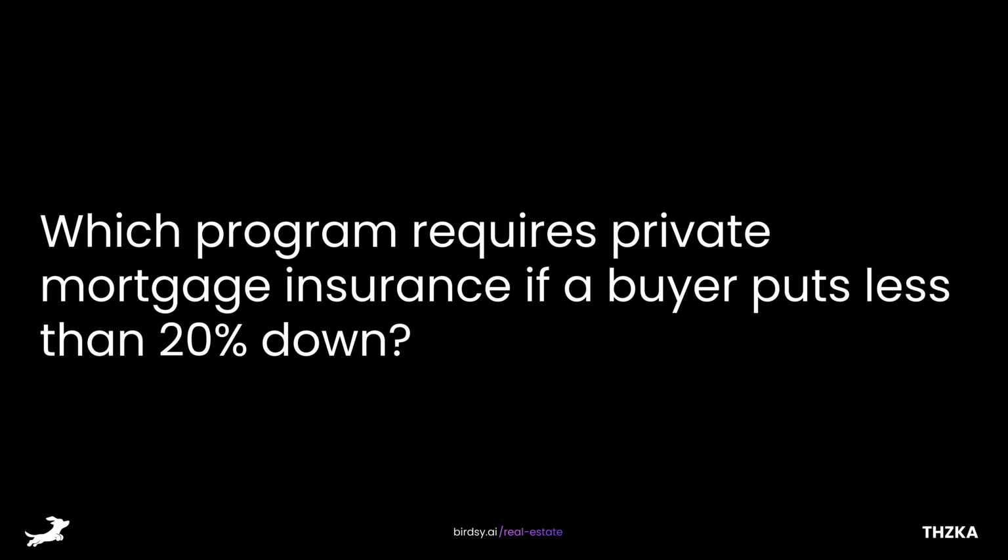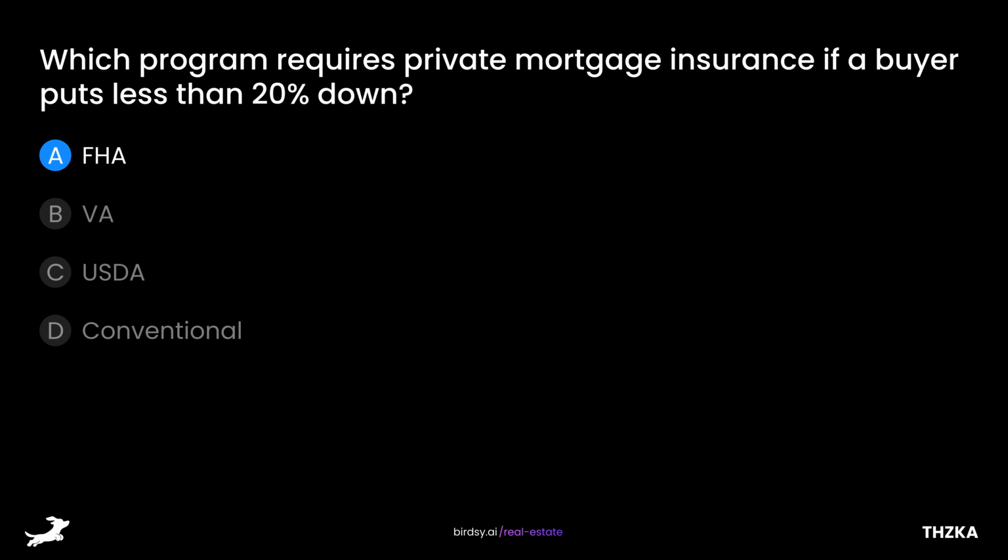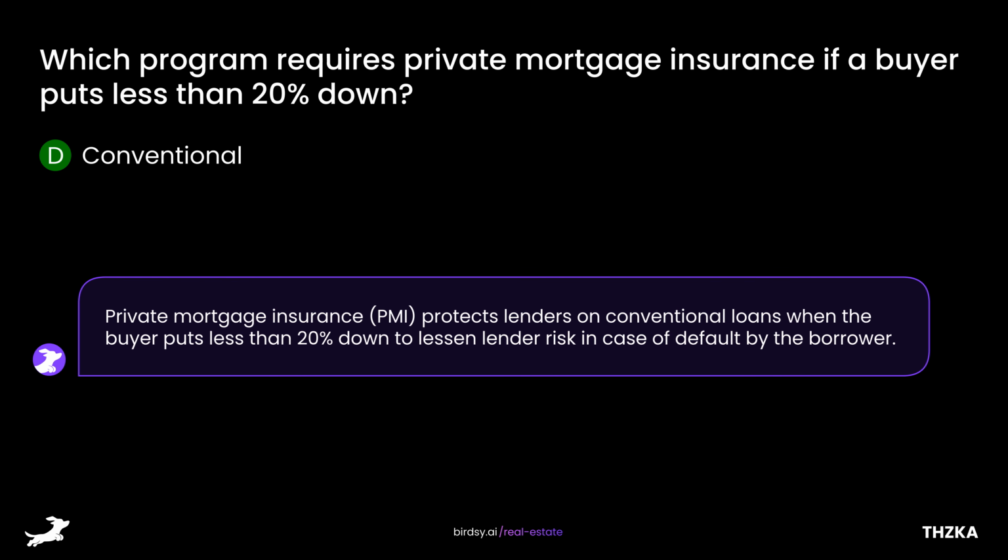Which program requires private mortgage insurance if a buyer puts less than 20% down? Is it A, Federal Housing Administration, FHA, B, U.S. Department of Veterans Affairs, C, U.S. Department of Agriculture, USDA, or D, conventional? The answer is D, conventional. Private mortgage insurance protects lenders on conventional loans when the buyer puts less than 20% down to lessen lender risk in case of default by the borrower.